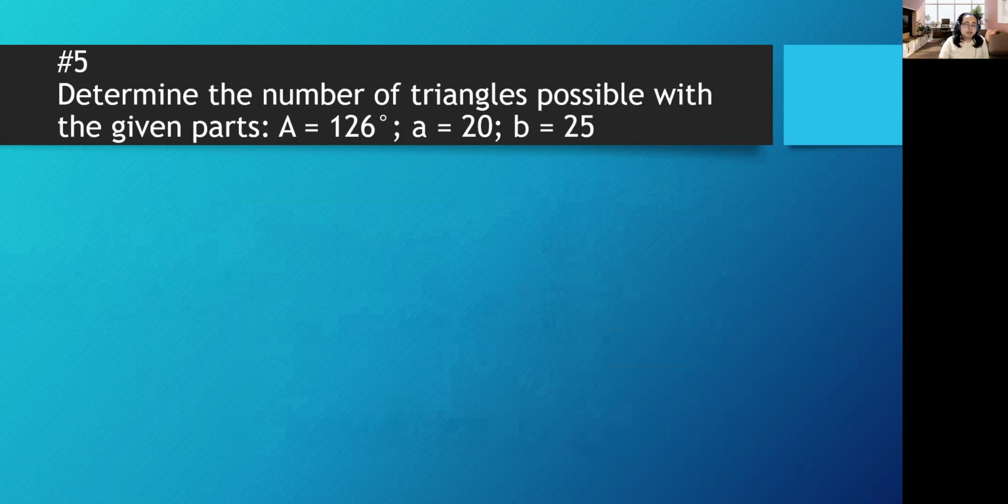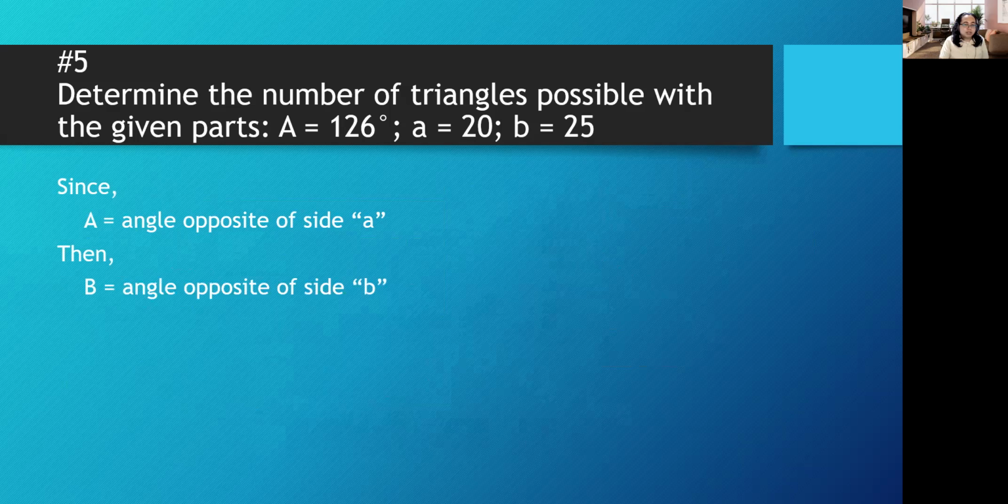Then we have number 5, determine the number of triangles possible with the given parts. A is equal to 126 degrees, side a is equal to 20, and side b is equal to 25. Now, since capital A is the angle opposite of side a, then we can say that capital B is equal to the angle opposite of side b.